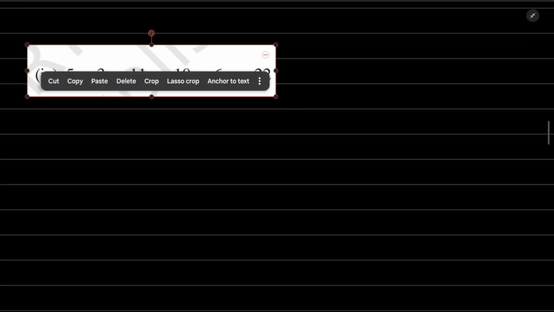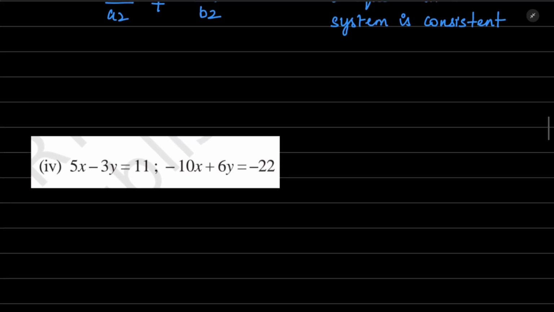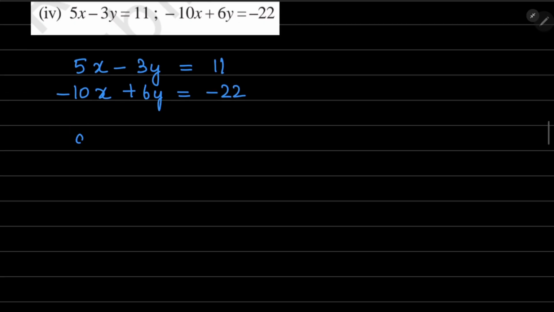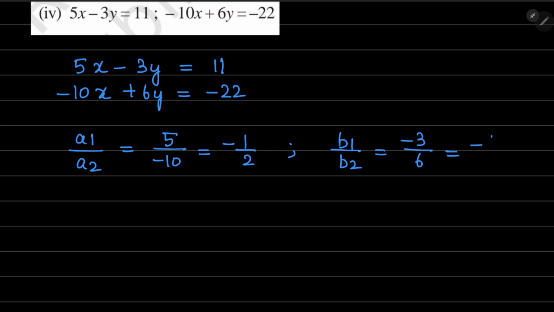Now the next question. I think you have one more, right? So the fourth question is nothing but similar. You have to do it the same way. So let's do it. 5x minus 3y equal to 11, minus 10x plus 6y equal to minus 22. Let's take your a1 by a2 ratio. It is 5 by minus 10, which is nothing but minus 1 by 2. What's your b1 by b2? Just take the coefficients of y. Minus 3 divided by 6, which is nothing but minus 1 by 2.